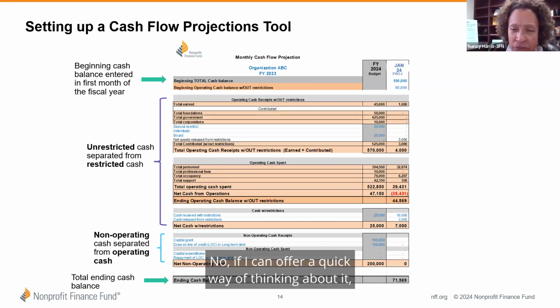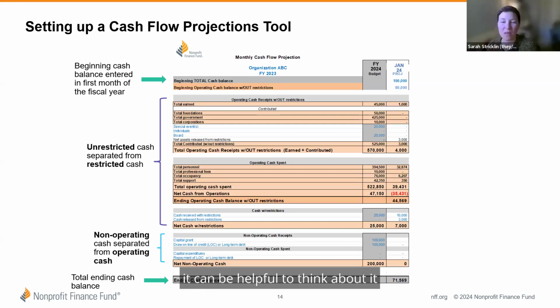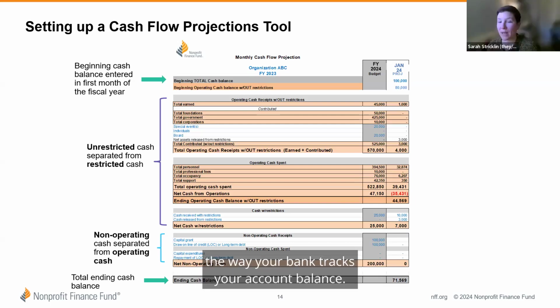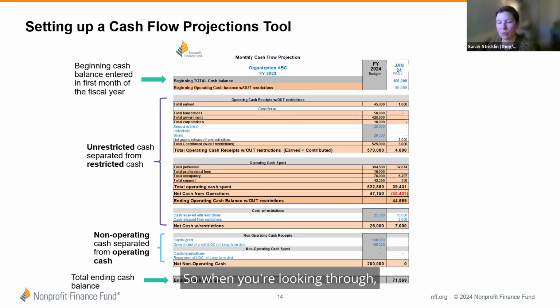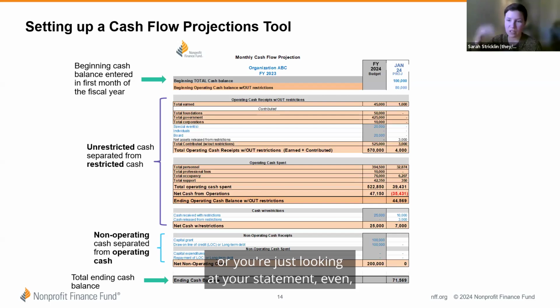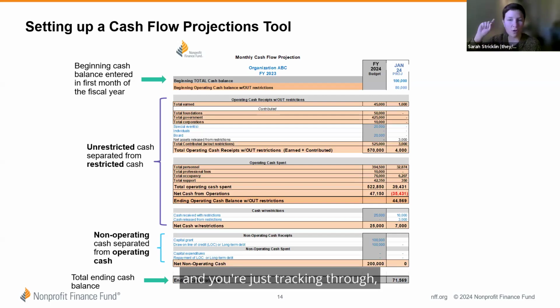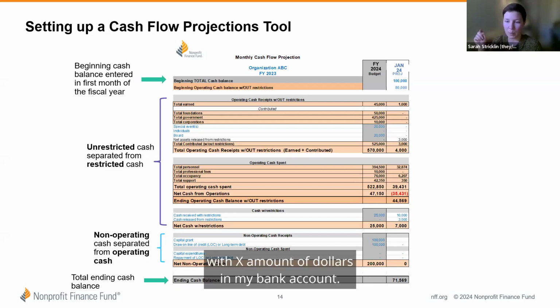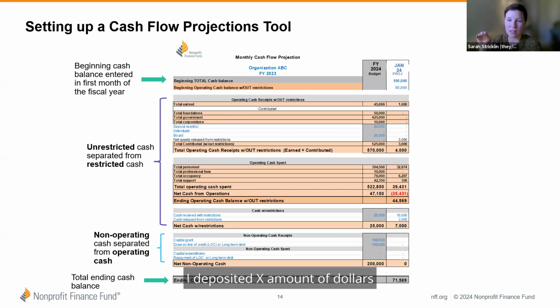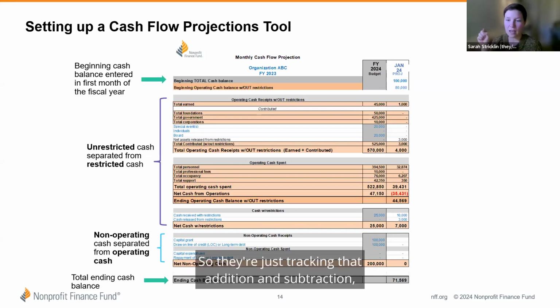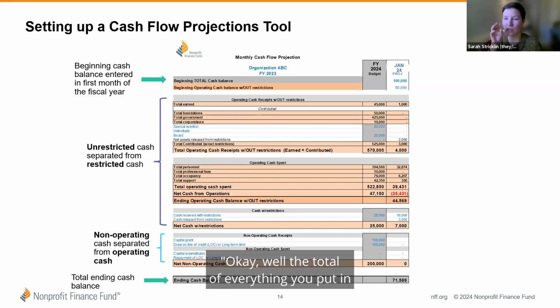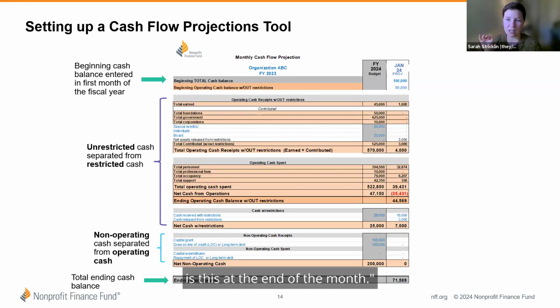It can be helpful to think about it the way your bank tracks your account balance. If you do online banking and you're looking at your statement, you're tracking: I started January with X amount of dollars in my bank account, I deposited X amount of dollars and I spent X amount of dollars. They're just tracking that addition and subtraction, and then they say the total of everything you put in and everything you took out is this at the end of the month.